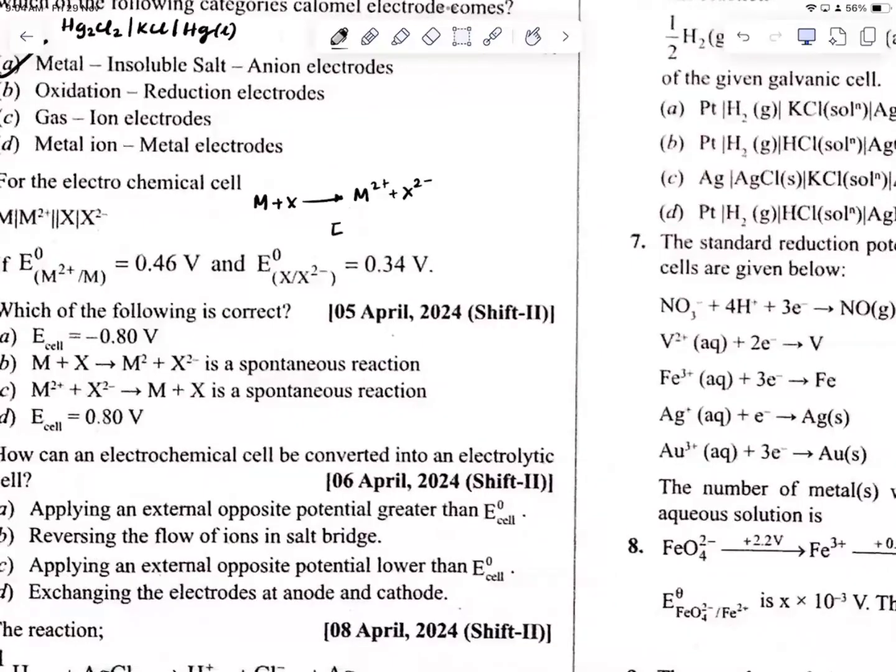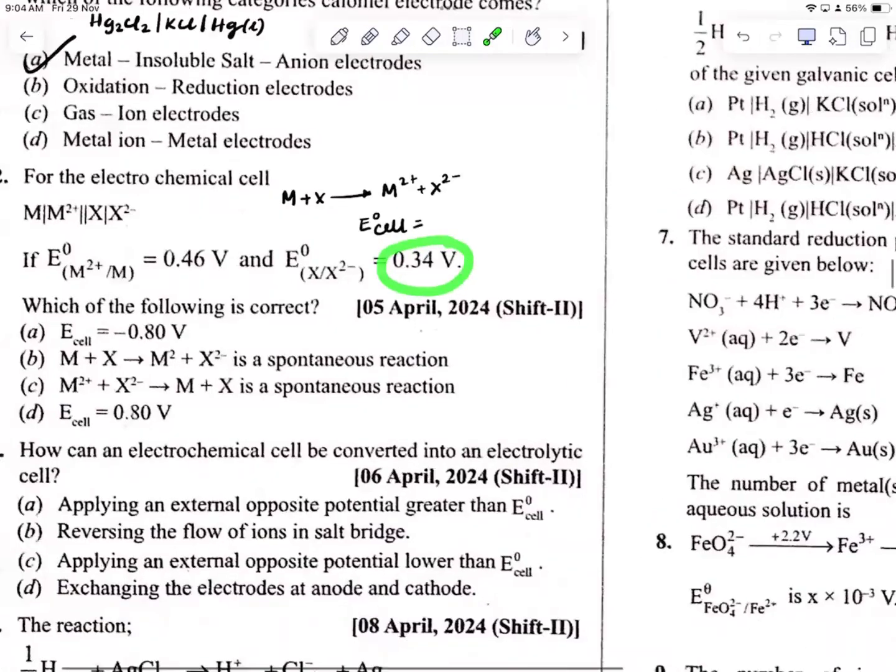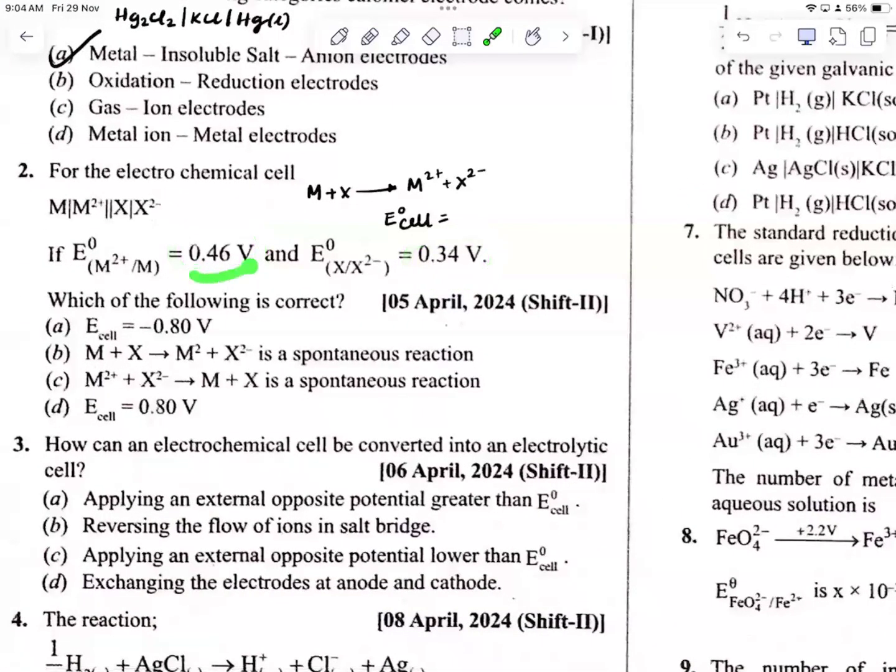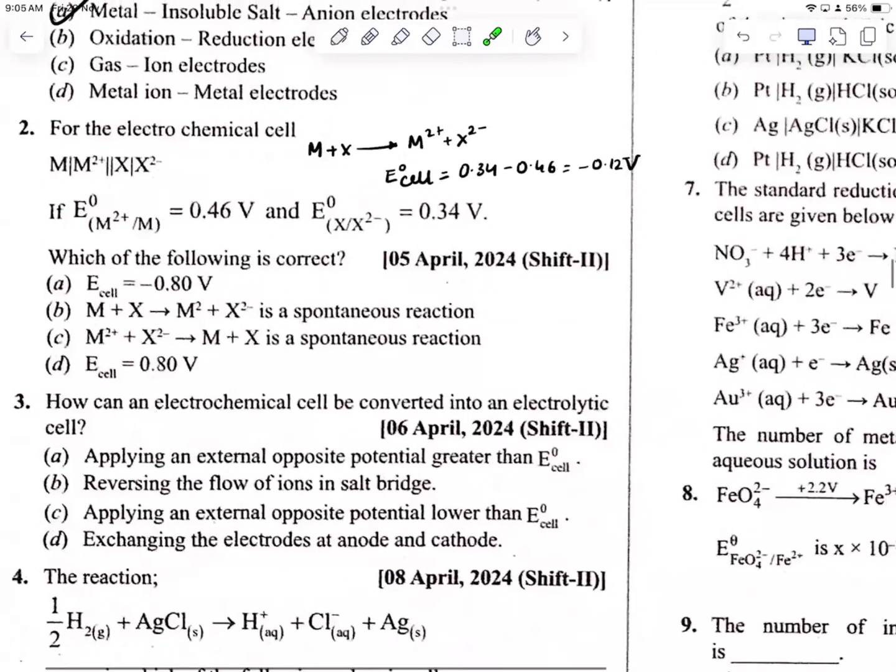Check first. E naught cell will be equal to reduction value. This one is reduction and this one is oxidation. This one is undergoing oxidation, but this is a reduction value. Therefore, 0.34 minus 0.46, which is minus 0.12 volts. So at standard conditions, this is not possible. Maybe at different concentrations this cell could become spontaneous. Clear, everyone? We can say that the reverse, if you put it, will be spontaneous at standard conditions. Now please go through the options and understand.